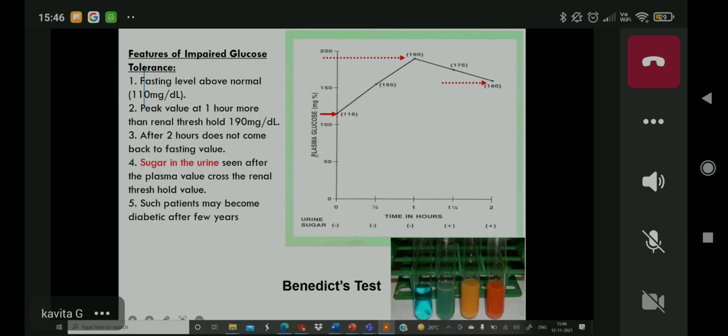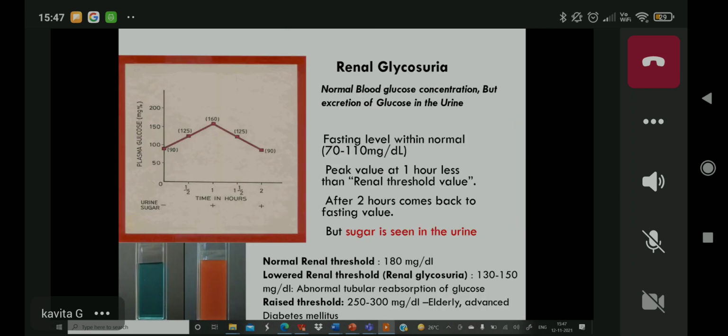In IGT, your fasting level is at 110. Then the peak value at 1 hour is more than the renal threshold. So it has crossed the renal threshold, but after 2 hours it's coming down. But if you notice, it is not coming down to the baseline level, and sugar is seen in the urine after the plasma value crosses the renal threshold value. The renal glycosuria threshold itself has come down.